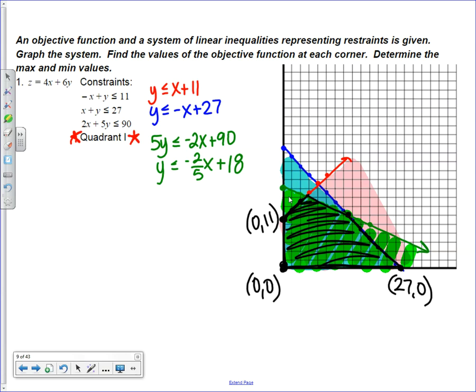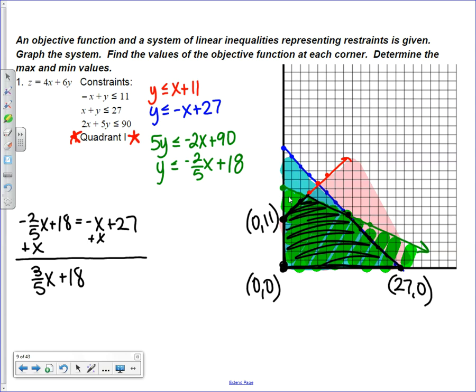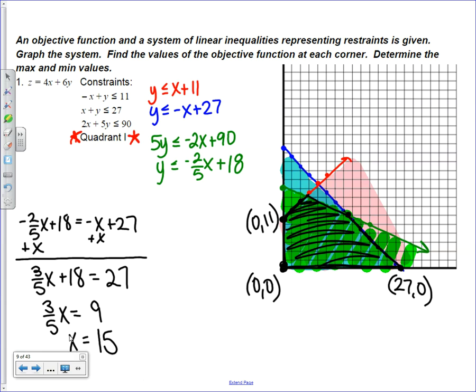Okay, so if I want to be certain what that point is, I'm going to set the green line and the blue line equal to each other, and I'm going to solve it. Okay, so in order to do that, I would add this 1 over. So 1 plus negative 2/5 will be 3/5. Then I'll subtract the 18, and that will give me a 9. Then I'll divide by that 3/5, and 9 divided by 3/5 gives me 15. Now that's the x value, 15.